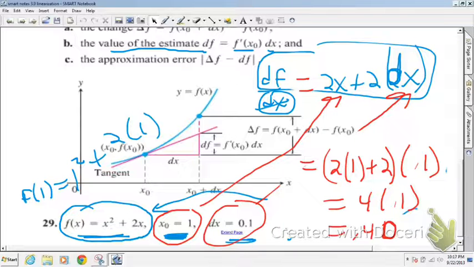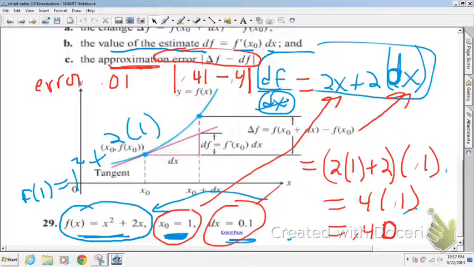Aha! So the estimated change, and notice this, the true change was 0.41. The estimated change was 0.4, and then we take that difference, in absolute value here. So the approximate error is only 0.01. So note to self, the error is only 0.01. It's very small. You say, how small is small enough? Well, we'll get to that later in chapter 10. But at least now you know the language. The main thing is the language exposure.